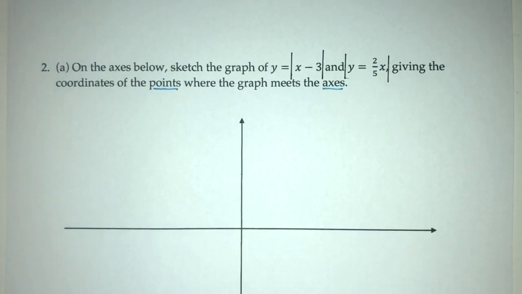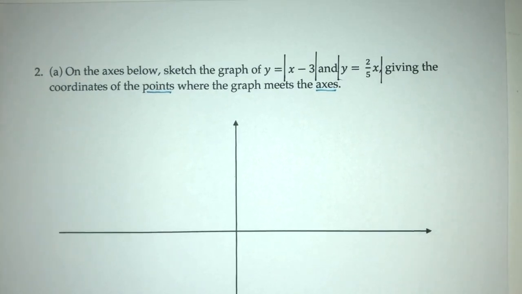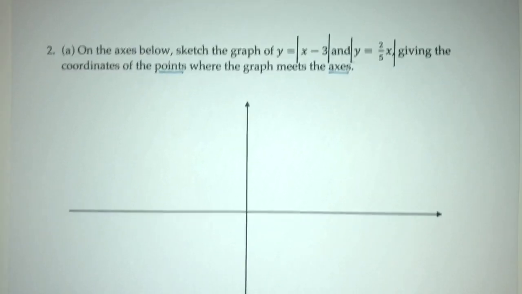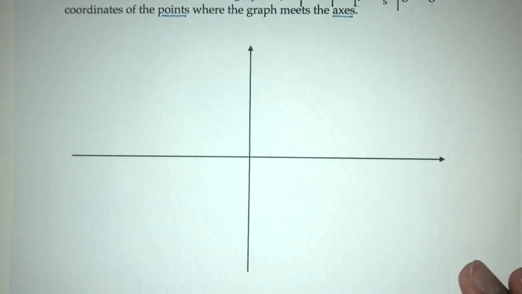Let's move on to question number 2. On the axis below, sketch the graph of y equals modulus of x minus 3, and y equals modulus of 2 over 5 x, giving the points where the graph meets the axis. So let's do one by one. As always, when we have a modulus, we first try to ignore the modulus, right?